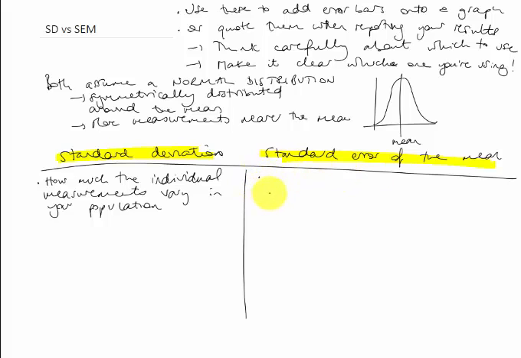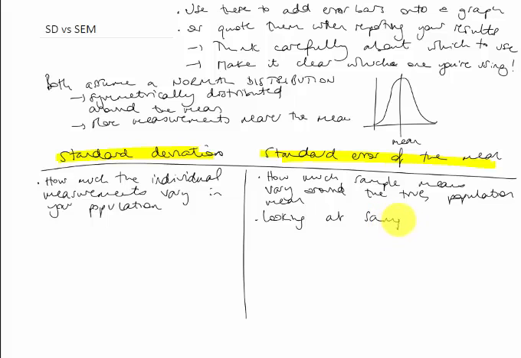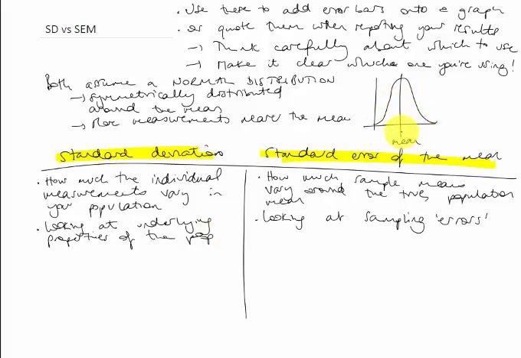Whereas, on the other hand, the standard error of the mean is looking at how much sample means vary around the true population mean. So this is more looking at the experimental sampling errors, if you like, and this is looking at the underlying property of the population more.